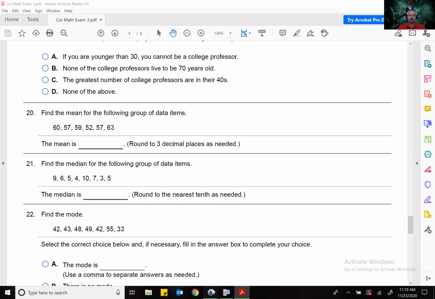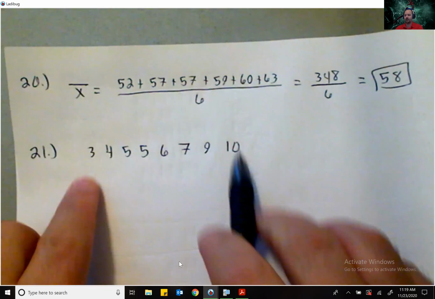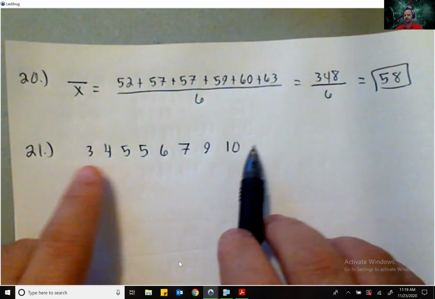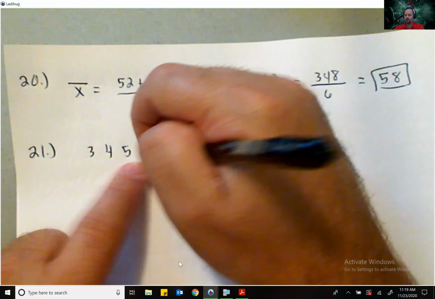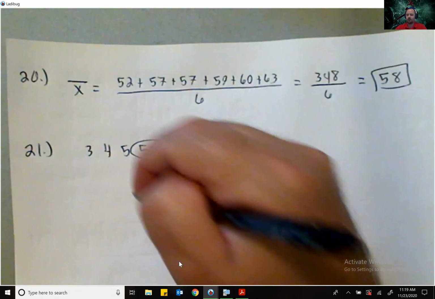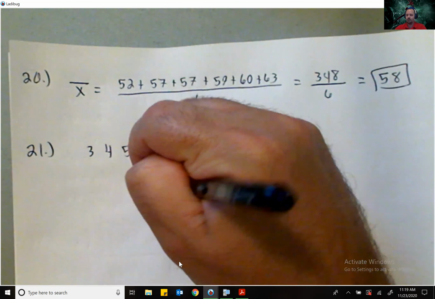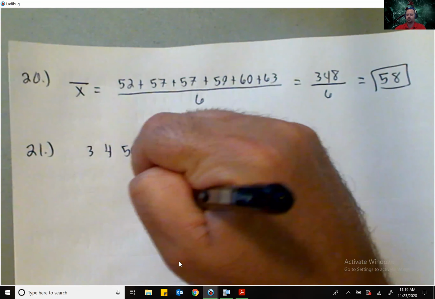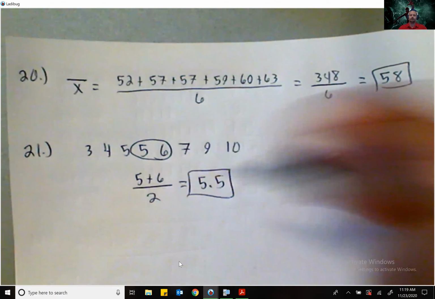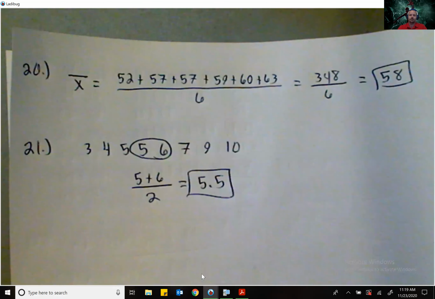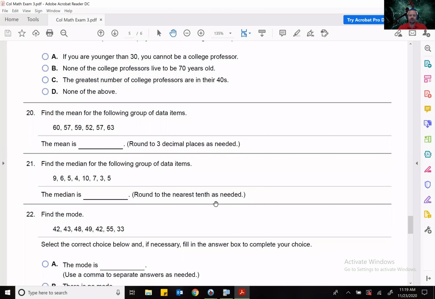Okay. So median means middle. So all we're going to do is jump our way to the middle. So we jump, and we're stuck between these two. Remember that when you're stuck, all you're going to do is add them and then divide by 2. And so this is going to give you 5.5. There you go. There's the median. And it said round to the nearest 10th, which we didn't have to because it was already at the nearest 10th. So there's 21.